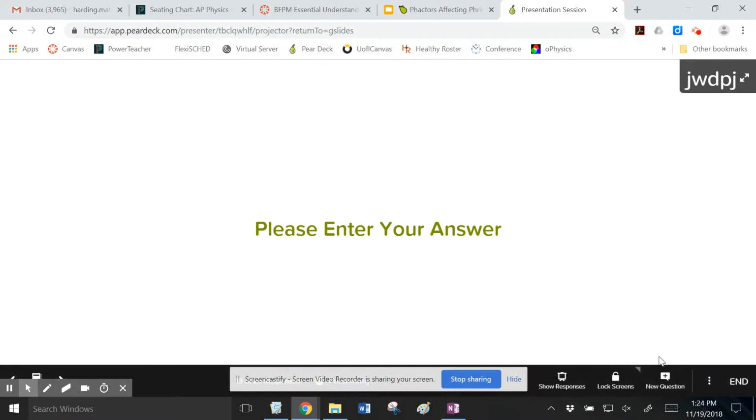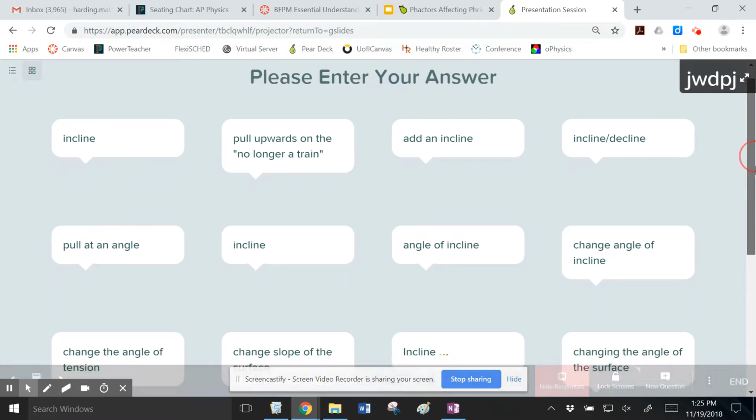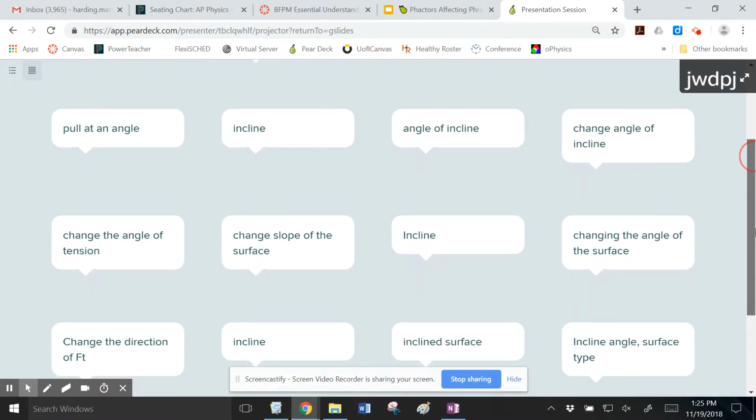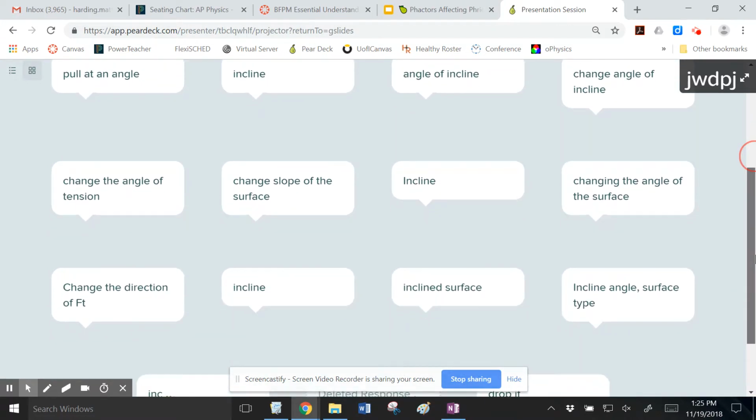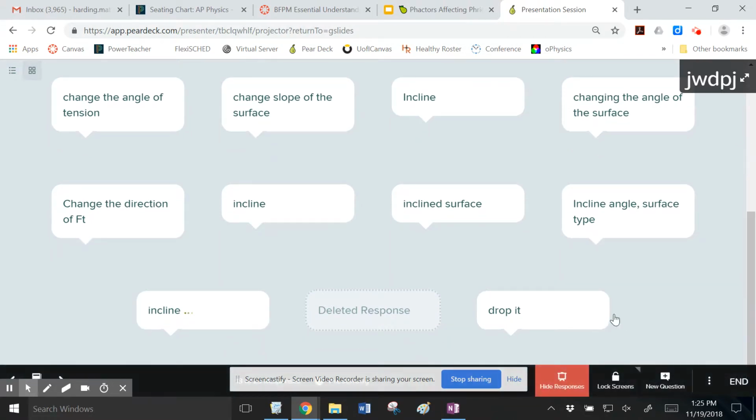All right, so we take a peek at what some of you clever folks are saying here. Incline, pull upwards on the no longer a train. Add an incline, incline, decline, incline. Pull at an angle, angle of incline. Change the angle of the surface. Change the direction of the FT. Okay, drop it. Fair enough.